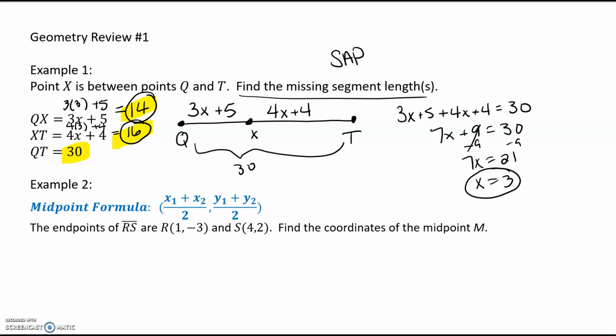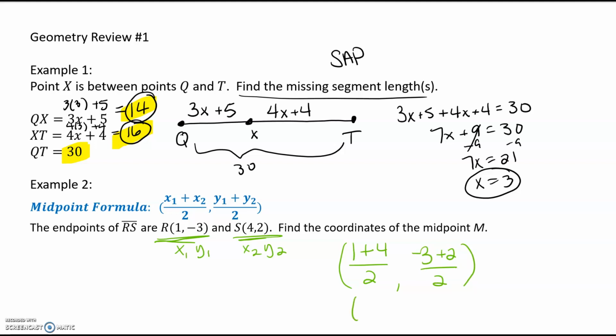Okay, the next example is about your midpoint formula. So I went ahead and included that on this slide just so you have it as a reference. The endpoints are given here. This is my x1 and y1, and here x2 and y2. And we're going to find the coordinates of the midpoint. So all we're doing is adding our x's together, 1 plus 4, and dividing that by 2. And we're going to do the same thing with our y's, negative 3 plus 2, and dividing that by 2. So you get 1 plus 4 is 5, so we have 5 halves. And then negative 3 plus 2, so I have a negative 1 half. So our midpoint would be 5 halves and negative 1 half.